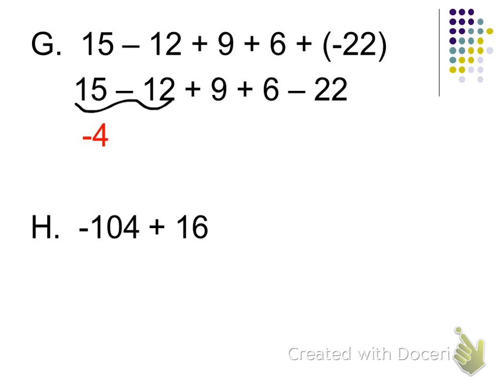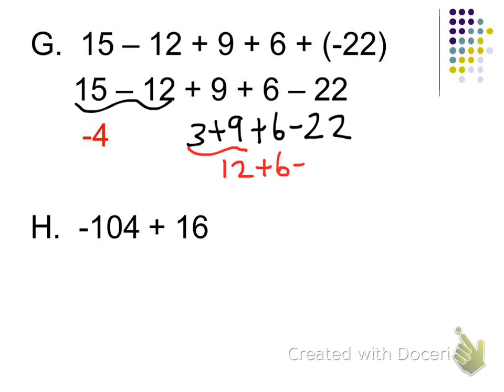So this right here gives us 3. So you'd have 3 plus 9 plus 6 minus 22, and then just keep working left to right. So 12. And then, what's that, 18? And then that's how you end up with a negative 4. All right, questions?